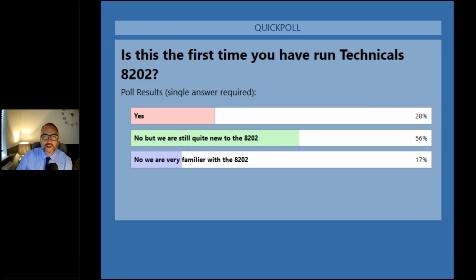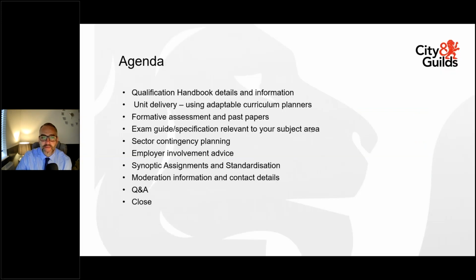So if we share those results, you can see that 28% say yes, 17% are very familiar. So some of this, for those 17%, may be quite basic, but you'll also have a chance to have a refresher and ask any questions at the end. But the vast majority have run it before but still feel quite new. So that's quite useful. Thanks very much for that.